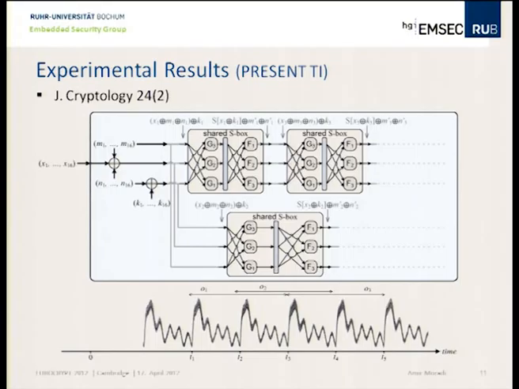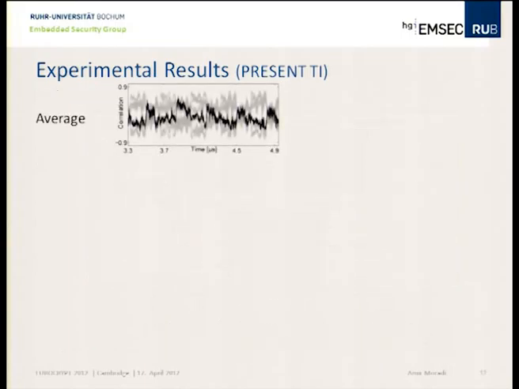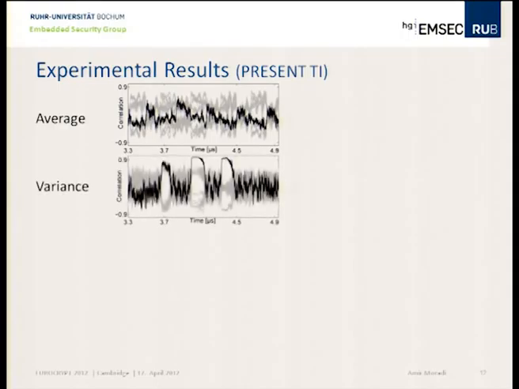The same as before, we measure the power consumption and we try to perform the attack using the averages, or let's say first order moments. Nothing was obvious, as I said before. It might not be possible to perform the attack using the classical correlation collision attack, but when we look at the variances or second order moments, we can clearly distinguish the correct candidate that we had.